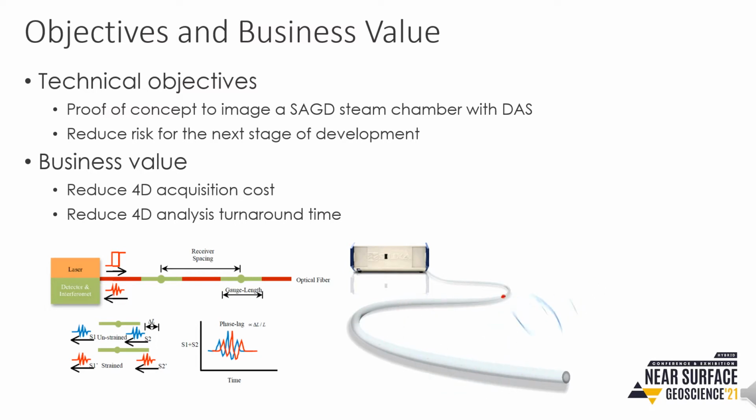To reduce the 4D surface seismic acquisition cost, it's obvious that we can acquire 4D DAS data in steam chamber monitoring. On a steam-assisted gravity drainage project, steam is injected into the reservoir to produce bitumen. The replacement of bitumen with the gas phase produces a significant velocity variation. The output of FWI is a velocity depth model, which can be directly used for steam chamber interpretation.